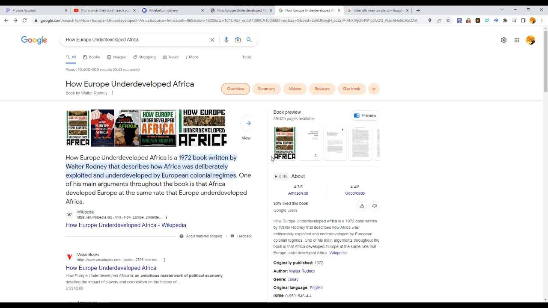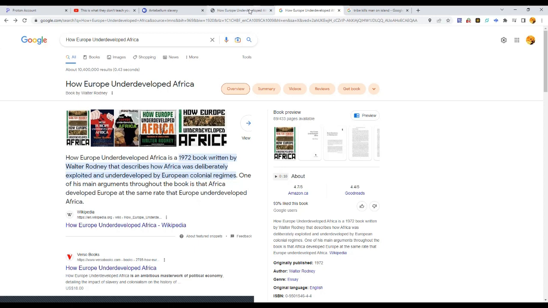Any silly argument coming from the Republicans about colonization being good, this book will save your brain from being indoctrinated. Continuing on, one of his main arguments throughout the book is that Africa developed Europe at the same rate that Europe underdeveloped Africa. It was an unfair exchange.